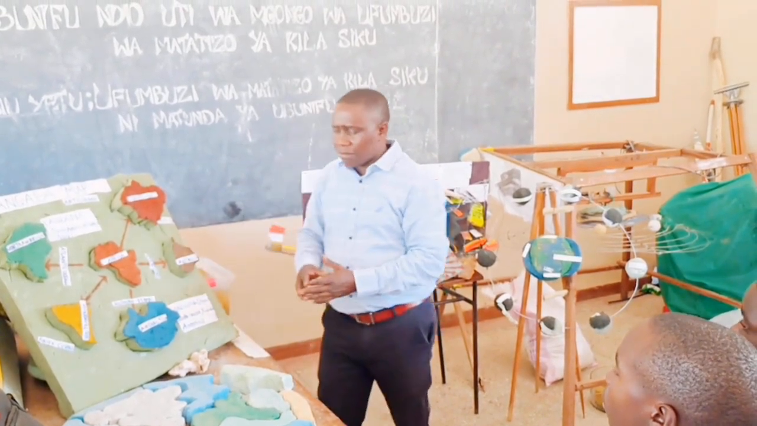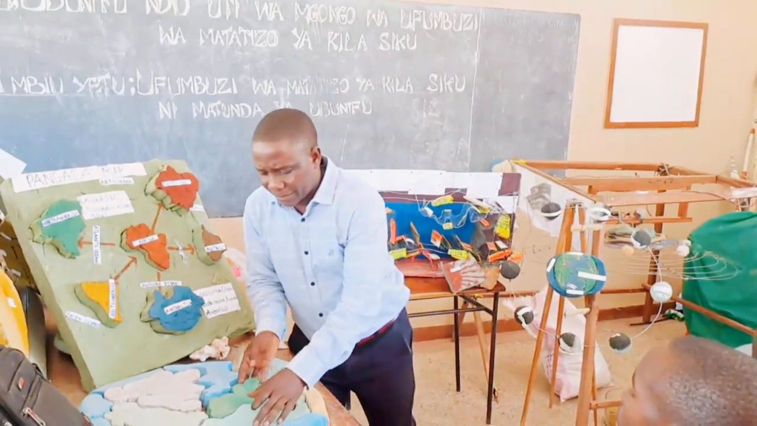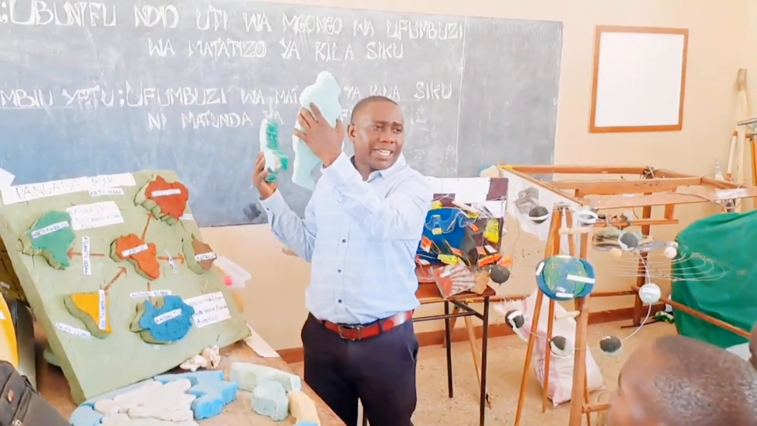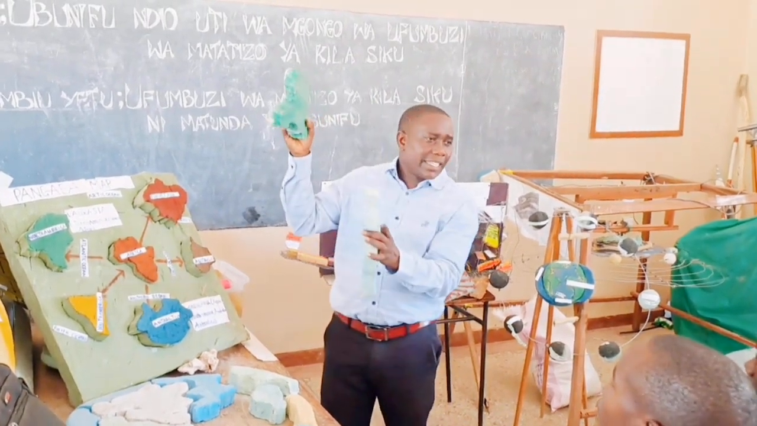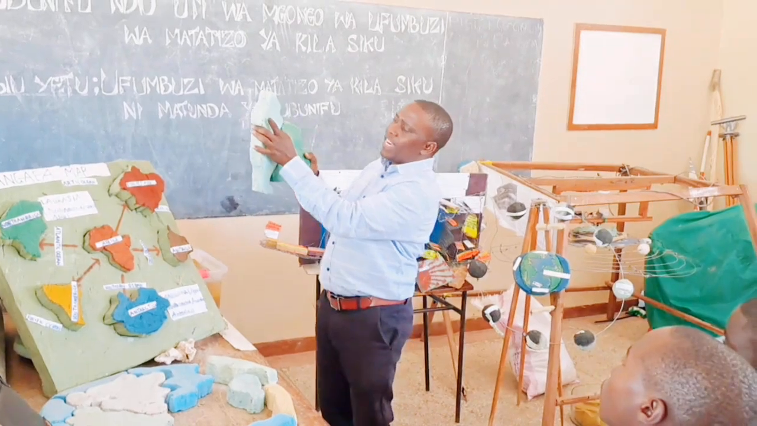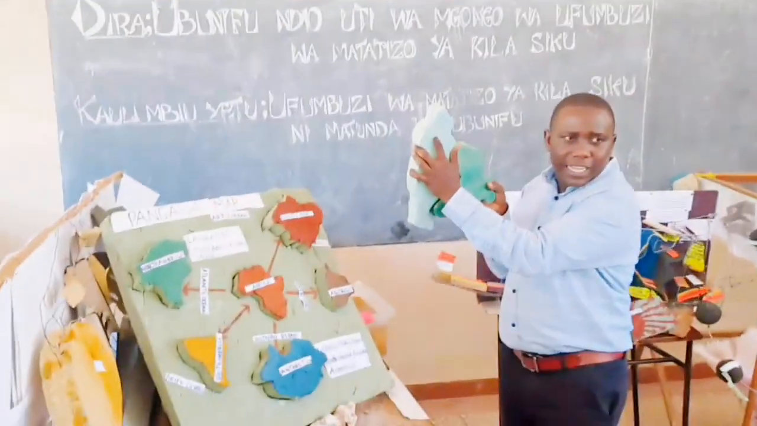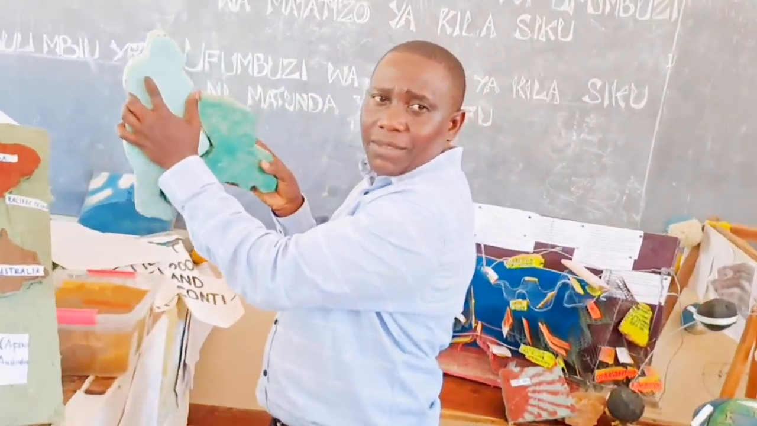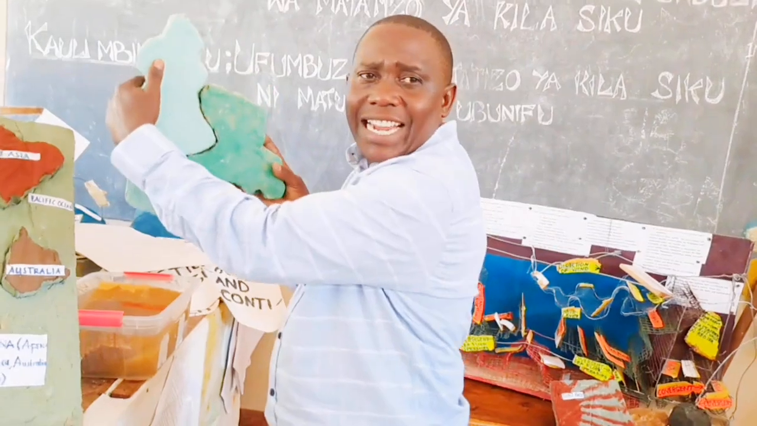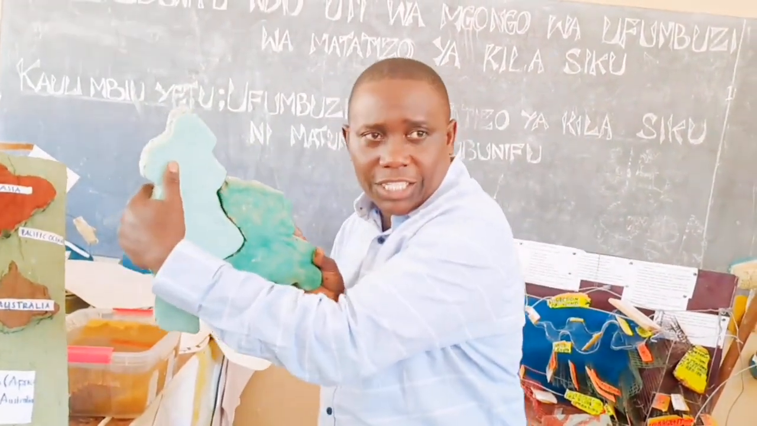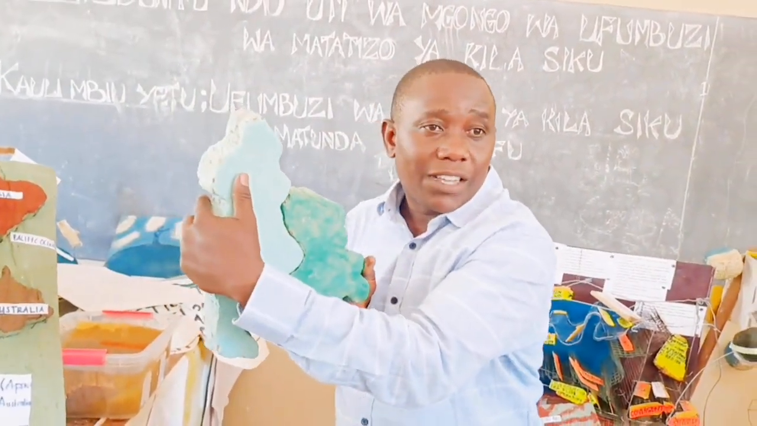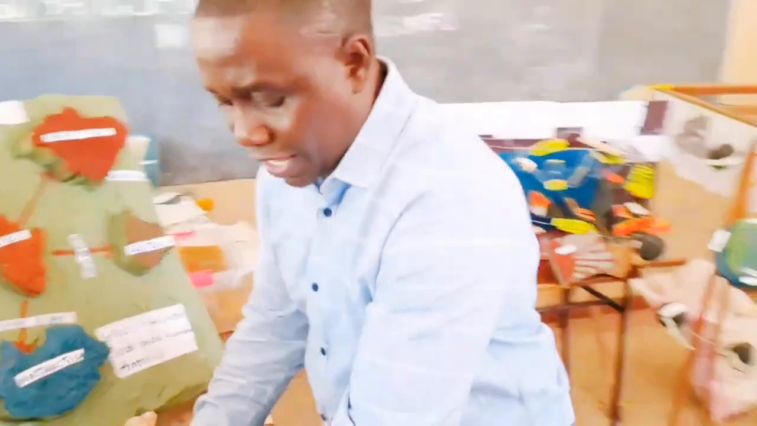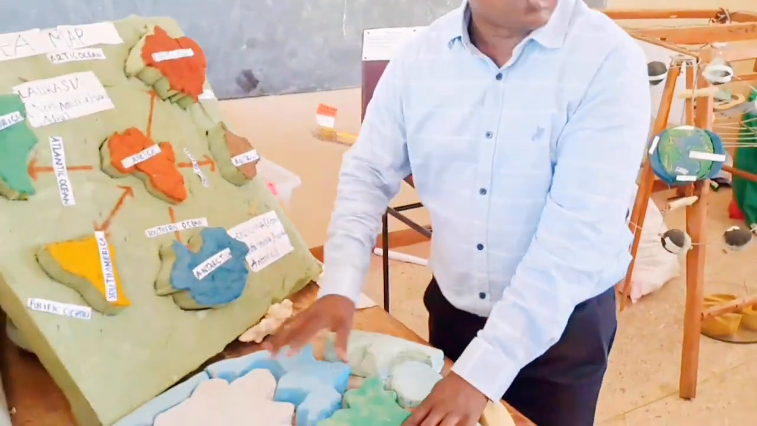Though there are some that fit, like this one here. If you take this, which continent is this? South America. And this is Africa. If you put them together, they fit. These are coast areas, and these are coast areas. They fit. But there are areas which cannot fit. That is why it is a failure to prove that the continents were once joined together.